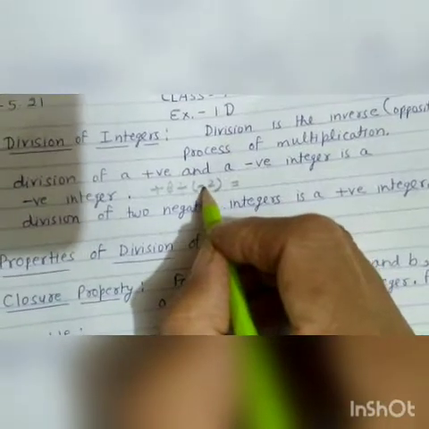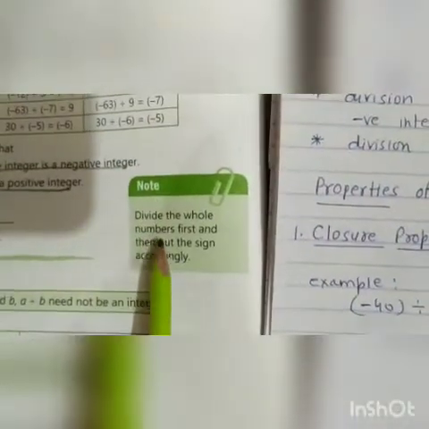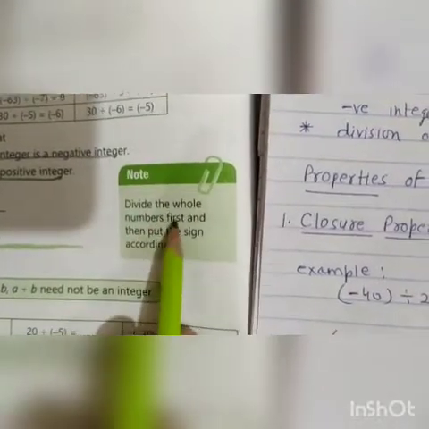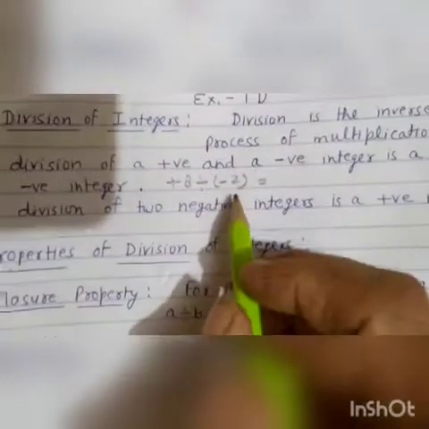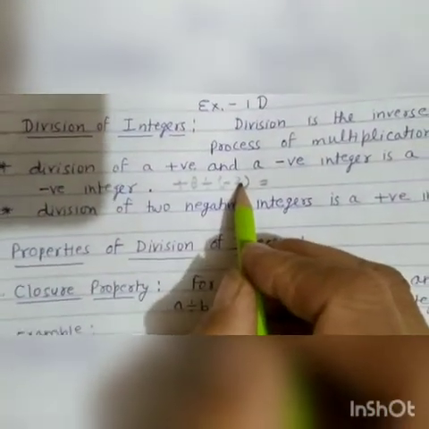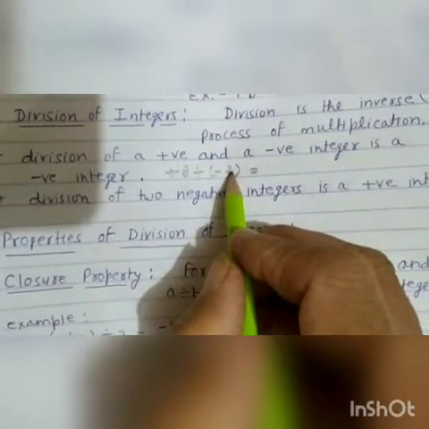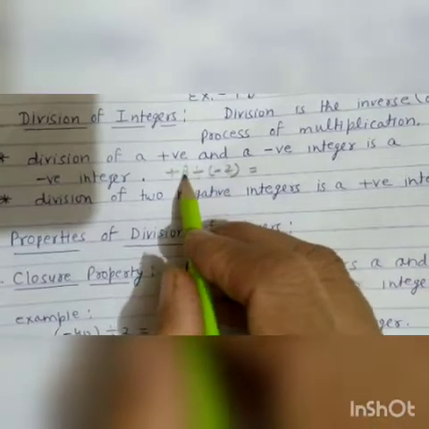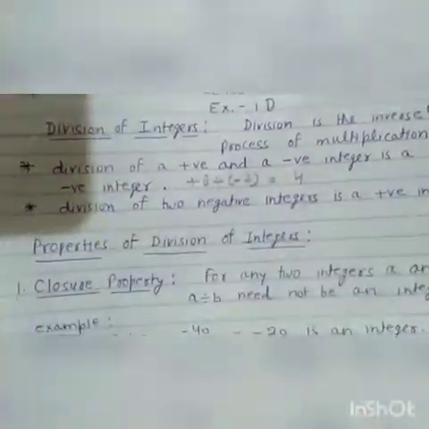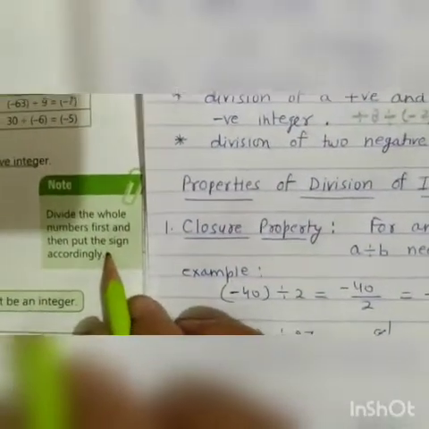First, we will divide the whole number. See here in the book note. Divide the whole numbers first and then put the sign accordingly. So, first we will divide 8 by 2 simply as we did in the lower classes. 2 1 ja 2, 2 2 ja 4, 2 3 ja 6, 2 4 ja 8. Then put the sign accordingly.